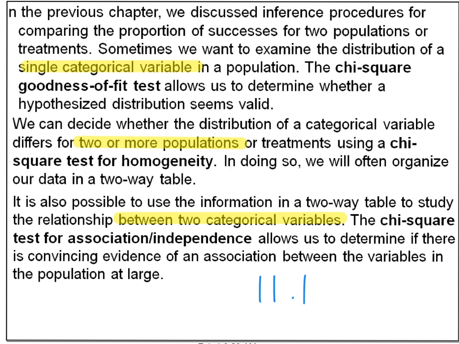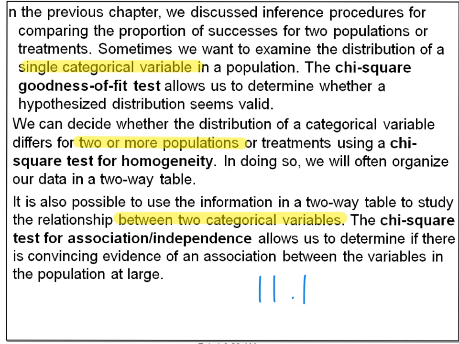This is basically an excerpt from the book that I think is worth going back to read because it kind of summarizes chapter 11 pretty well. I'm not going to read it through now, but I highlighted the big ideas. In chapter 11 we move to this new set of procedures called chi-squared, and what they do is they allow us to do tests on data that's categorical.